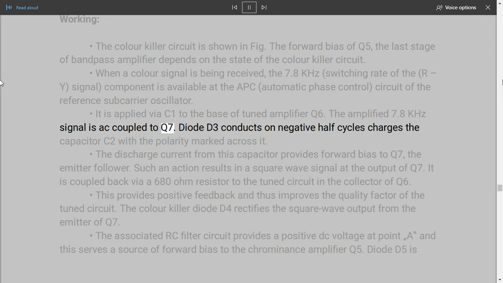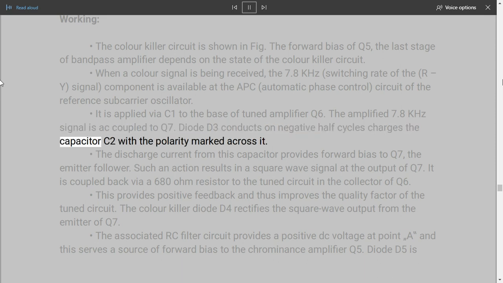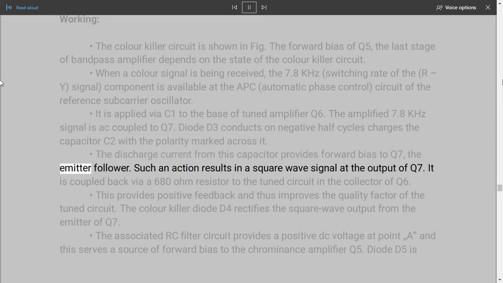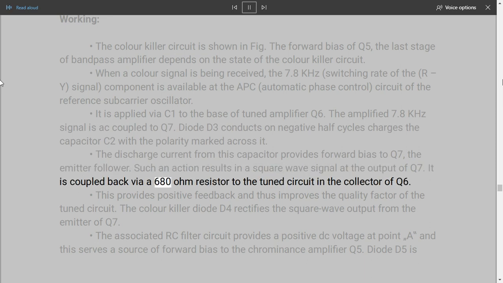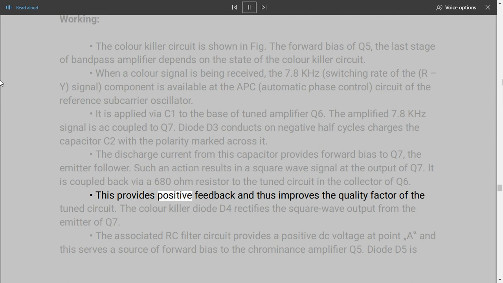Diode D3 conducts on negative half cycles, charges the capacitor C2 with the polarity marked across it. The discharge current from this capacitor provides forward bias to Q7, the emitter follower. Such an action results in a square wave signal at the output of Q7. It is coupled back via a 680 ohm resistor to the tuned circuit in the collector of Q6. This provides positive feedback, and thus improves the quality factor of the tuned circuit.